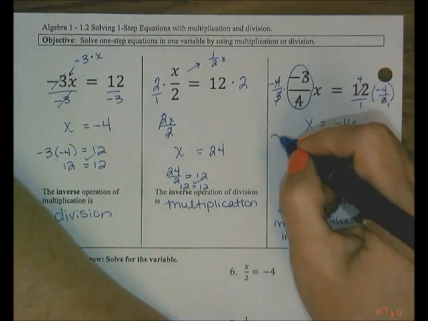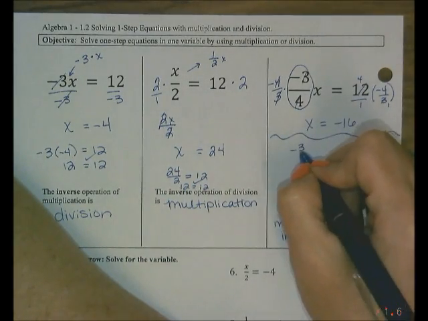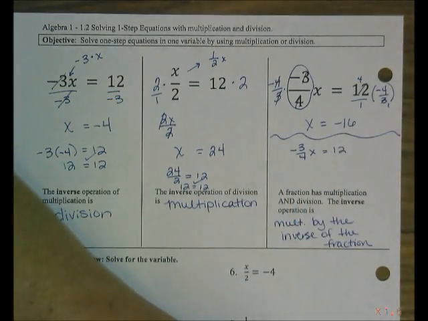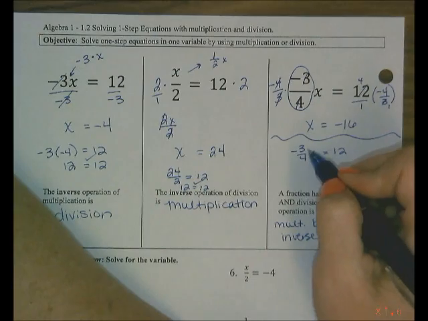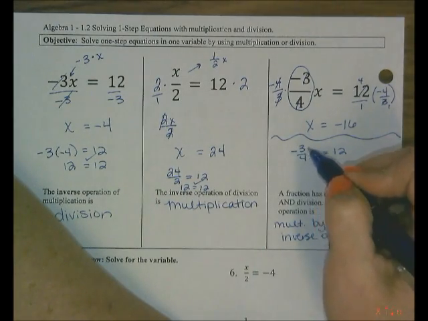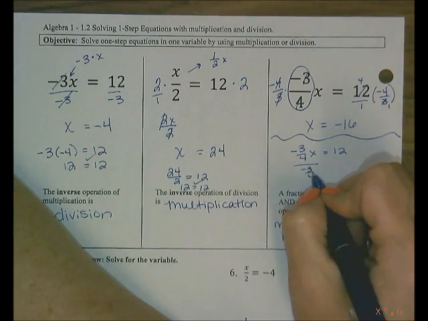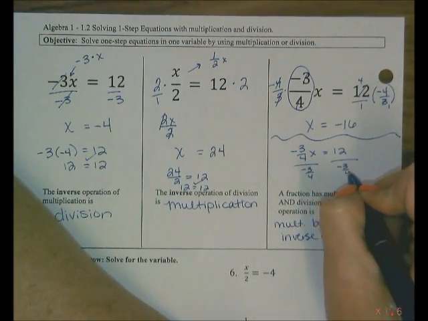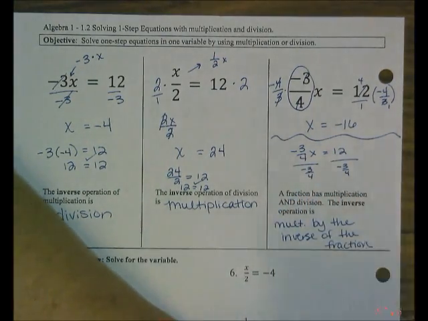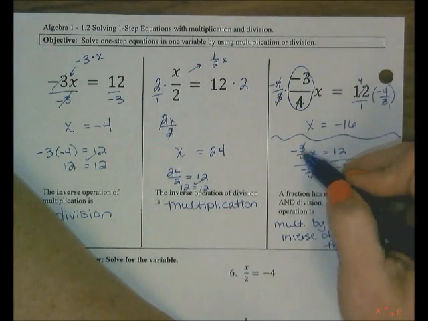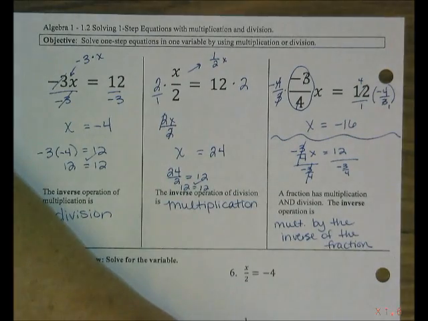I'd like to show you another way to think about this. Negative 3/4 x equals 12. If you want to think of the negative 3/4 times x, you can think of dividing by negative 3/4 on both sides. Now, on this side, you have negative 3/4 over negative 3/4. We know that's going to cancel out and just become 1.